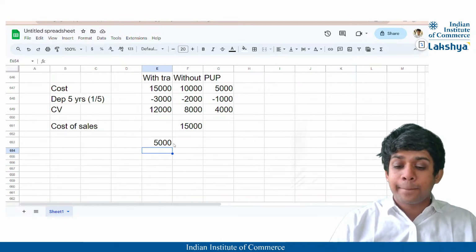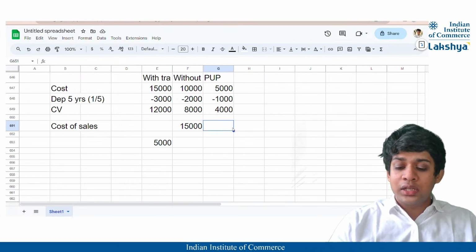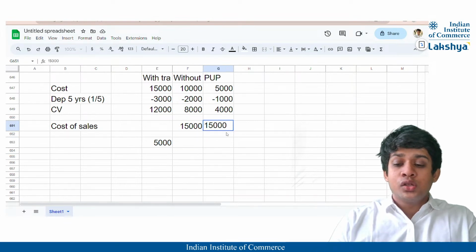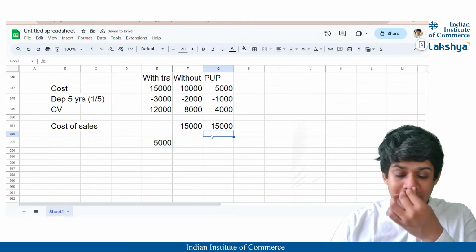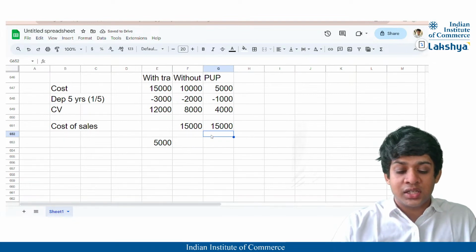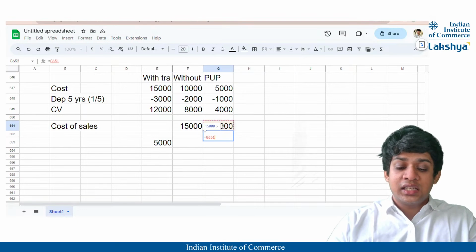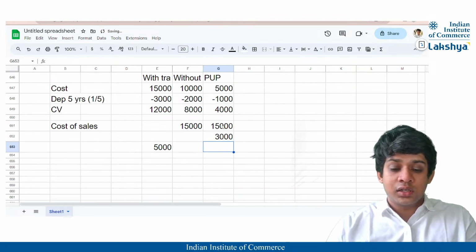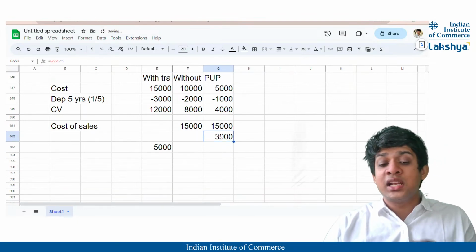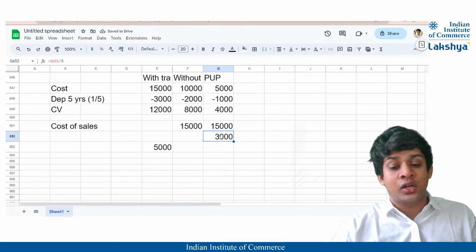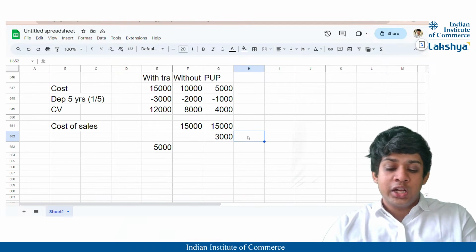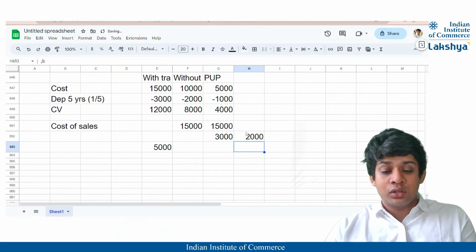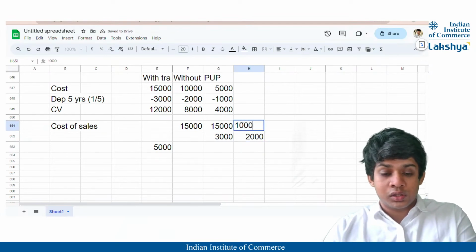But I sold the asset for 15,000. So the depreciation that must have been charged to the cost of sales by the subsidiary company, because they purchased it at 15,000, is 15,000 divided by 5 years, right? Depreciation that the subsidiary company has charged is 3,000. So actually what should have been the depreciation? It should have been 2,000, that is on the cost of asset of 10,000, correct?